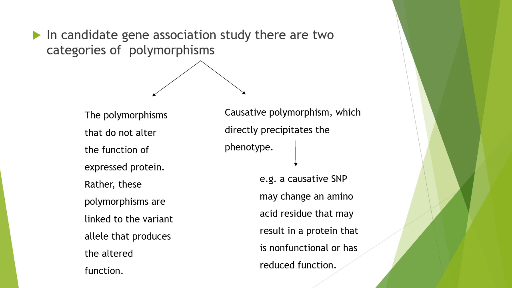In candidate gene association study, there are two categories of polymorphisms. First one, the polymorphisms that do not alter the function of expressed protein. Rather, these polymorphisms are linked to the variant allele that produces the altered function. The other one is causative polymorphism, which directly precipitates the phenotype. For example, a causative SNP may change an amino acid residue that may result in a protein that is non-functional or has reduced function.